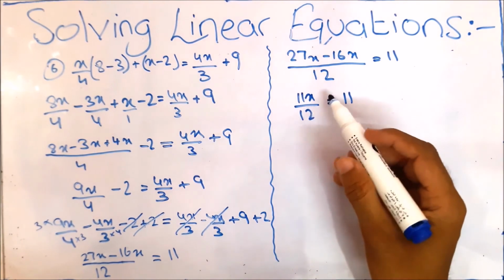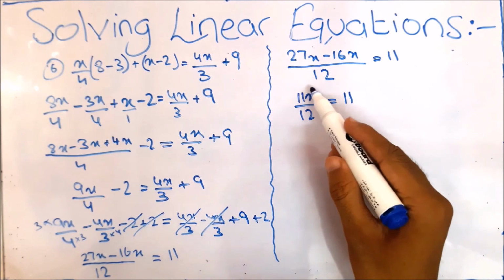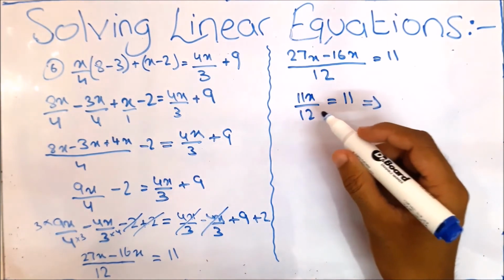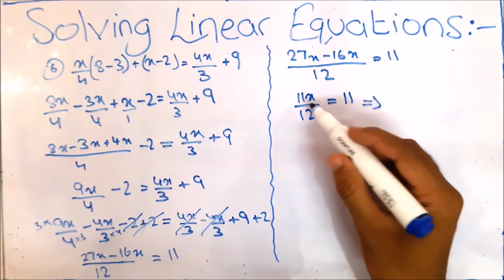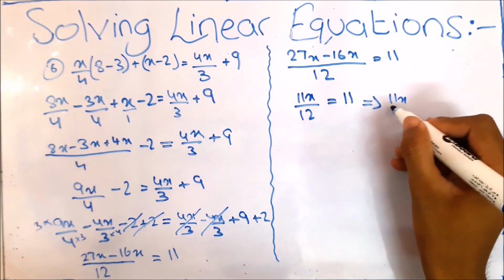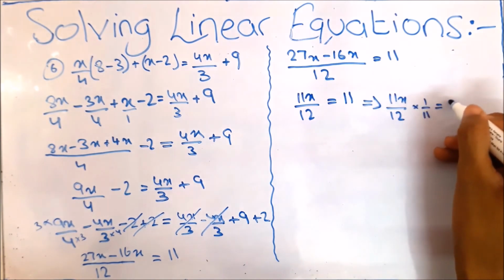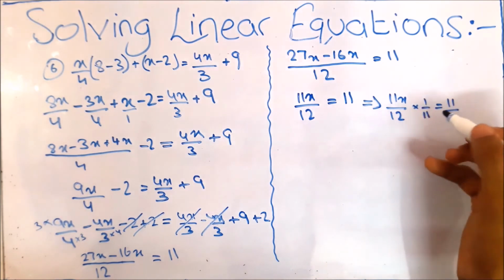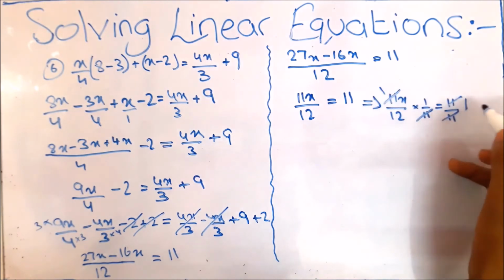Okay, either we multiply by 12 over here and there as well, or we divide by 11 on both sides. We have to isolate this x. So how we do it is, we divide by 11 on both sides to make it 1. 11x over 12 multiplied by 1 over 11 is equal to 11 divided by 11. Multiplying by 1 upon 11 is the same as dividing by 11. So here we get 1, and we get 1 over here as well.